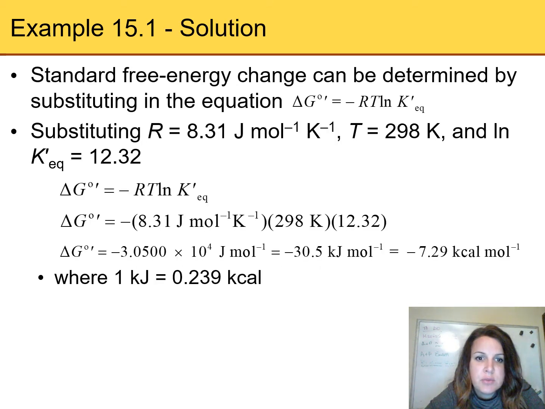Then using all these numbers, they show you how they calculate delta G naught prime. And delta G naught prime in this case is negative 30.5 kilojoules per mole, or if you use calories, they show you the conversion there. It's negative 7.29 kilocalories per mole. So I'm going to assign a couple problems at the end of this, and I want you to do these same types of calculations on your own.